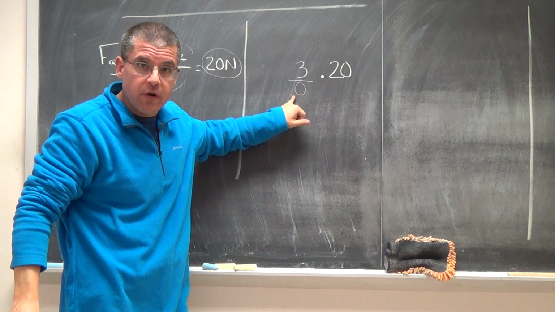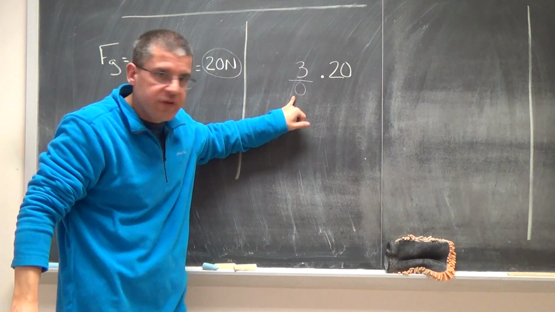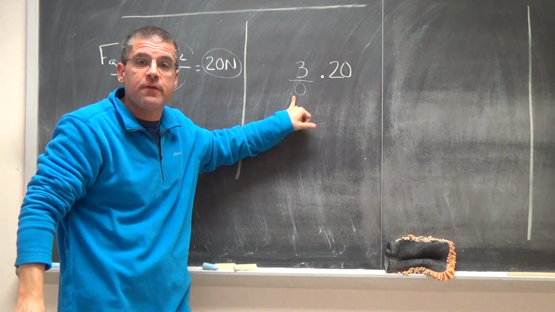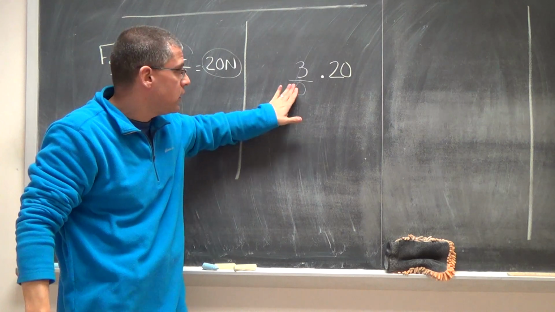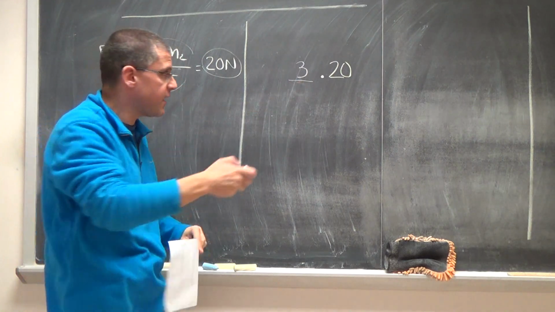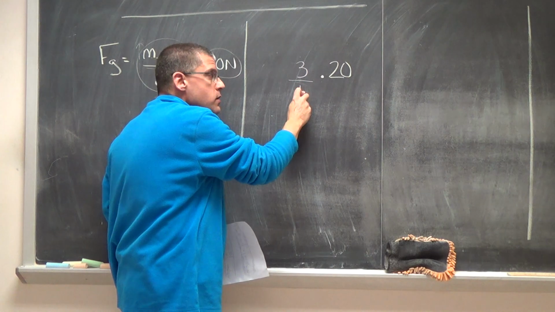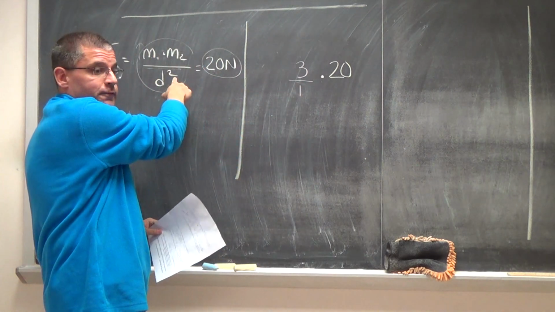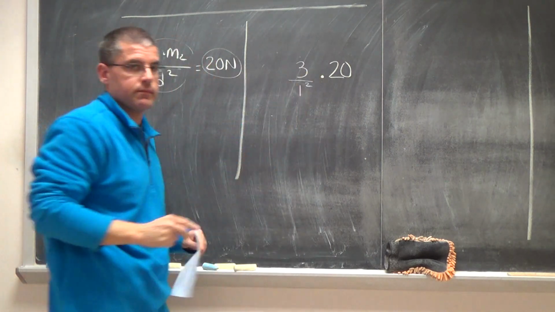What's 3 divided by 0? 3? 0? No, it's undefined. Right? Can't do that. So if we're keeping it the same, we're going to give it a coefficient of 1. And don't forget the exponent. You know, sometimes I forget it. Squared.